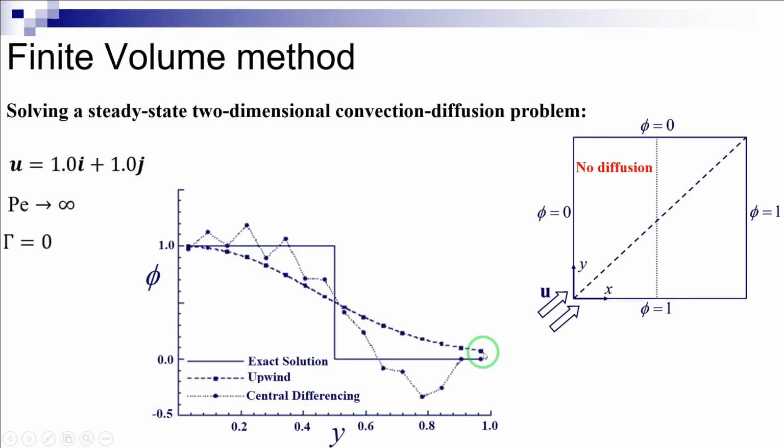Additionally, it is observed that the central differencing scheme gives an oscillatory distribution of phi which does not exist in the exact solution. Note that due to the infinite value of the Peclet number, the oscillations created by the central differencing scheme cannot be eliminated by refining the grid.